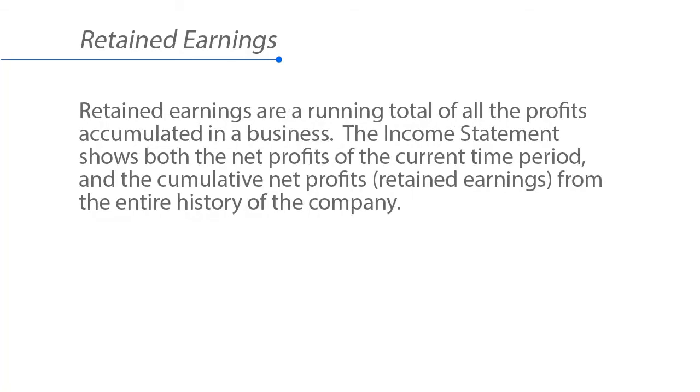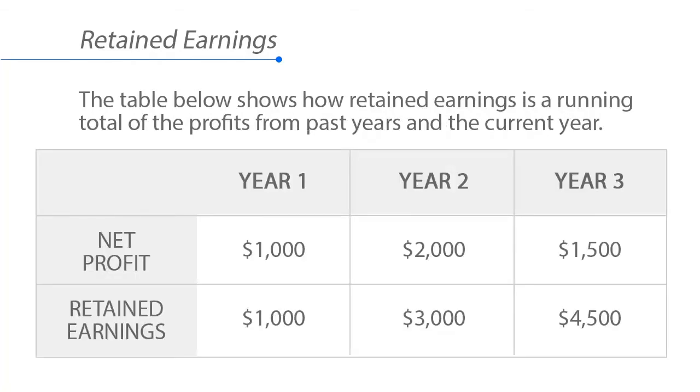Retained earnings are a running total of all the profits accumulated in a business. The income statement shows both the net profits of the current time period and the cumulative net profits or retained earnings from the entire history of the company. This table shows how retained earnings is a running total of the profits from past years and the current year.